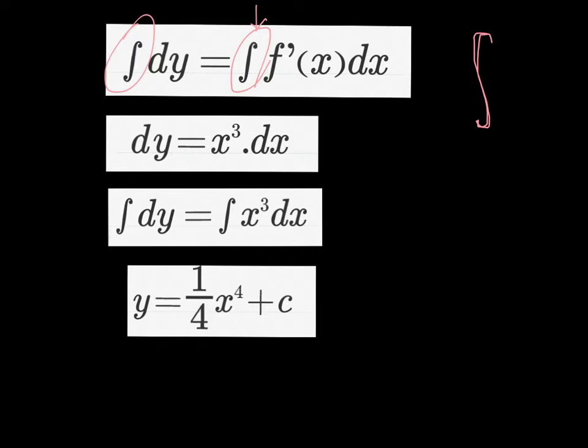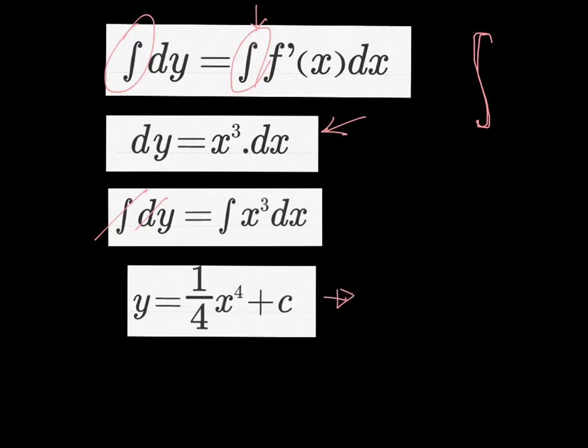And so, for example, let's say we have dy equals x cubed times dx. So the integral of dy is equal to the integral of x cubed times dx. And once we have the integral and the differential, these two are opposite operations, so you can solve and you just have y. So y is equal to 1/4 of x to the 4 plus c.